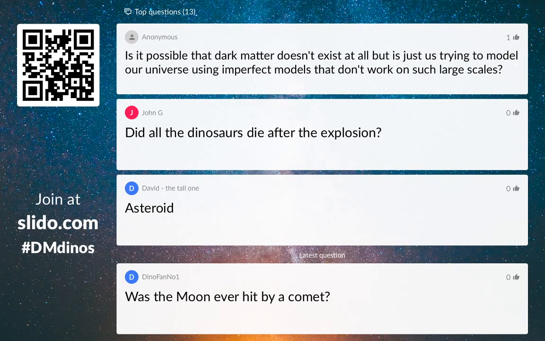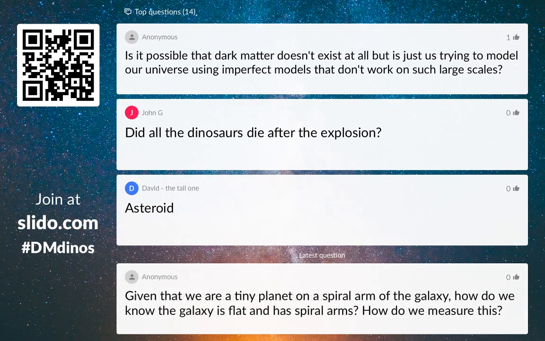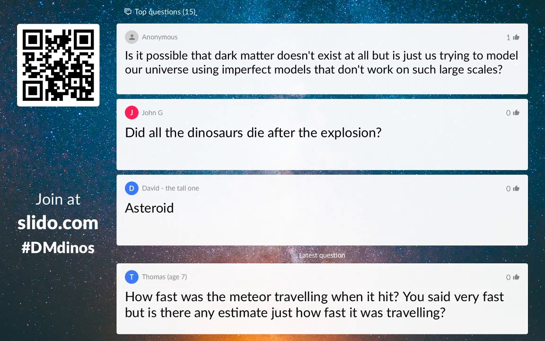Is it possible that dark matter doesn't exist at all, but it's just us trying to model our universe using imperfect models that don't work on such large scales? Yeah, it's absolutely possible. Right now, there are a bunch of people that are investigating alternatives to dark matter, and they can find some very interesting results. So modified gravity theories are one such attempt here, where we figure that maybe on large scales, gravity behaves differently. So I talked about gravity dropping off as 1 over the square of the distance, but maybe as you move further away, it doesn't have that same relationship. And if we're just assuming that gravity falls off as 1 over the distance squared, then we would mismeasure how much mass there is on these very large scales.